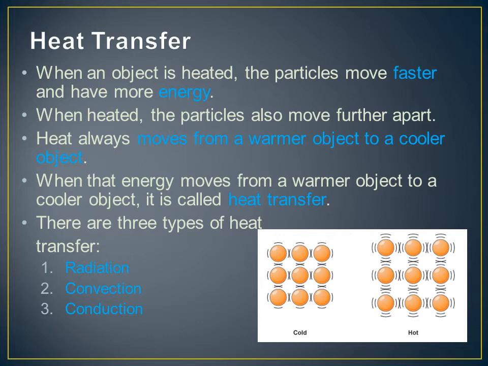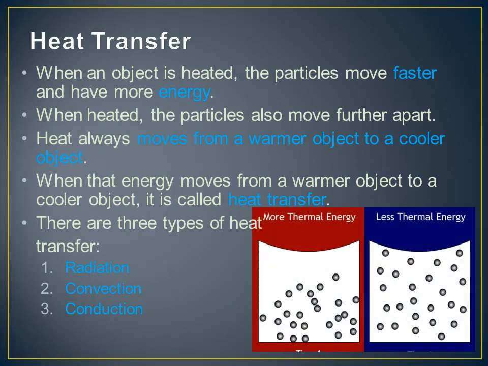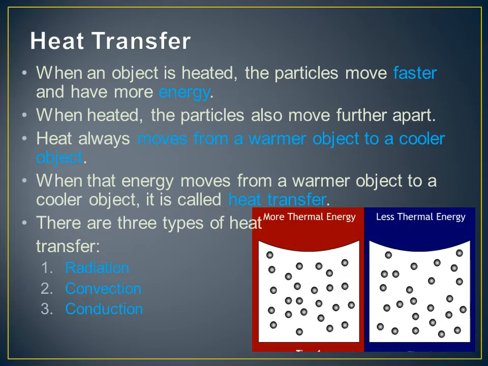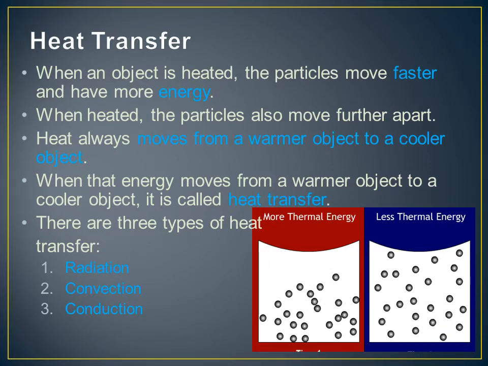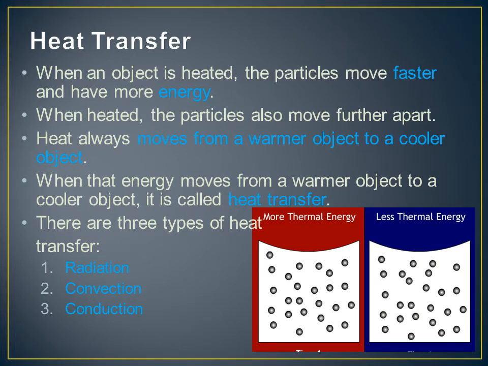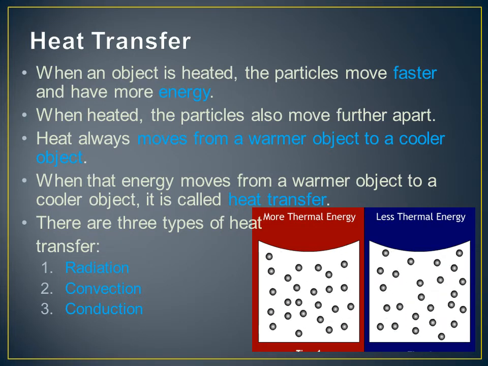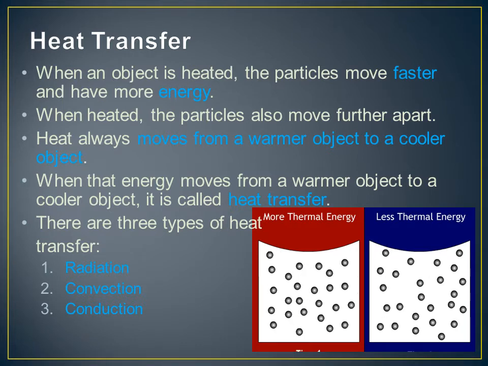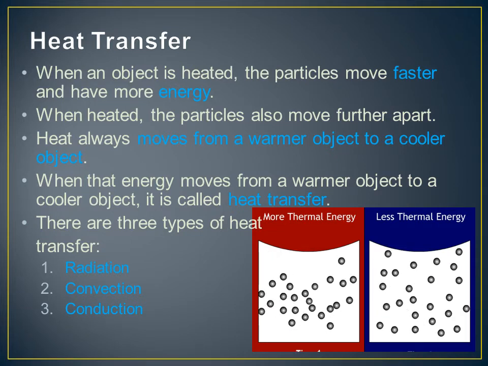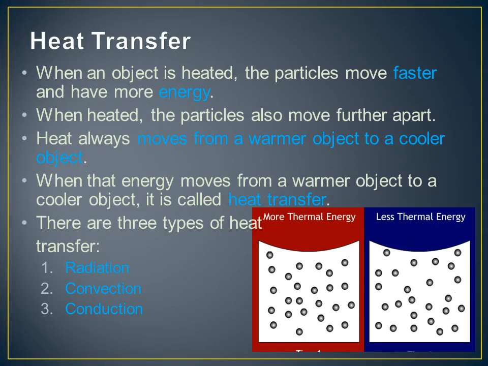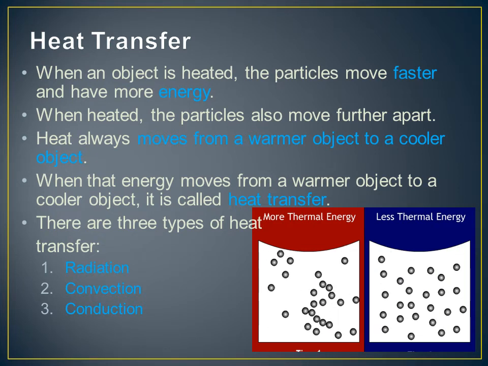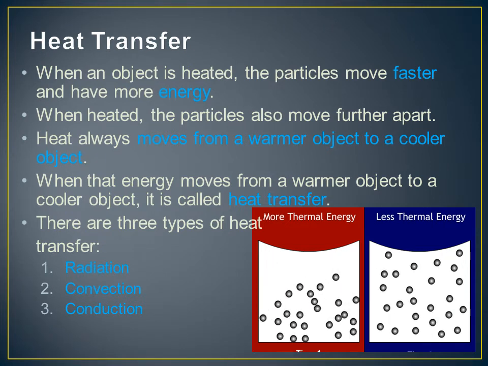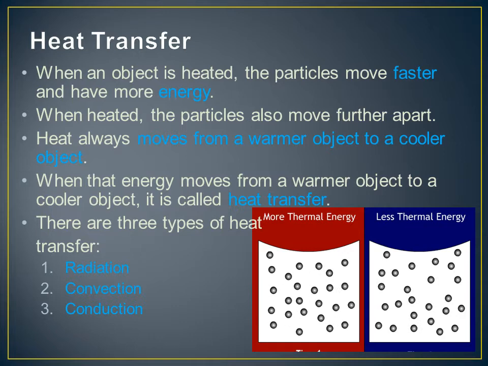You see here, the cold object, those particles are close and they're not moving very fast. The hot object, they're moving further apart and they're moving faster. Very much like this, where you've got more thermal energy, objects that are hotter. You can see those particles, they're bouncing around everywhere, moving quickly, a lot of space between them. Then you see the object with less thermal energy. Those particles are still moving, but they're moving quite slowly, and generally, they're not too far apart from each other. So please keep that in mind as we go further.